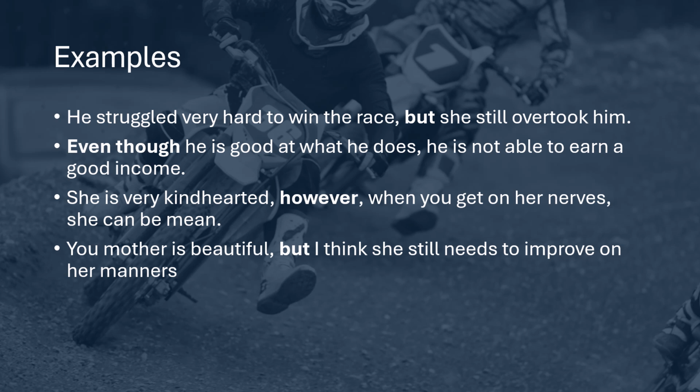Then let's see examples. He struggled very hard to win the race, but she still overtook him. So you see, this is telling you that eventually he did not win the race. Even though he's good at what he does, he is not able to earn a good income. Yes, he's good, but the income is not commensurate. She's very kind-hearted. However, when you get on her nerves, she can be mean. So you are seeing this again. Yes, very kind-hearted, but then this subtracts from that kind-heartedness. Then, your mother is beautiful, but I think she still needs to improve on her manners. Yes, she's very beautiful, but what about her manners?